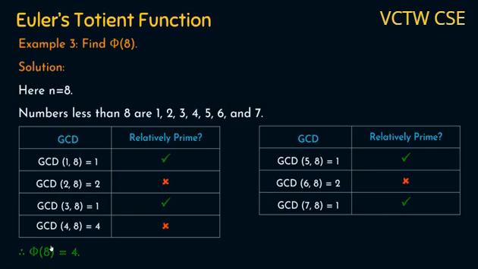Now, the big problem is, let's say I am asking you to compute phi of 1000. Is it possible to compute GCD of 1, 1000, GCD of 2, 1000, GCD of 3, 1000 up to GCD of 999, 1000? It may be possible, but think of the time it takes to do that. Is there any shortcut for doing this? Yes, that is what we are going to see in the next lecture.